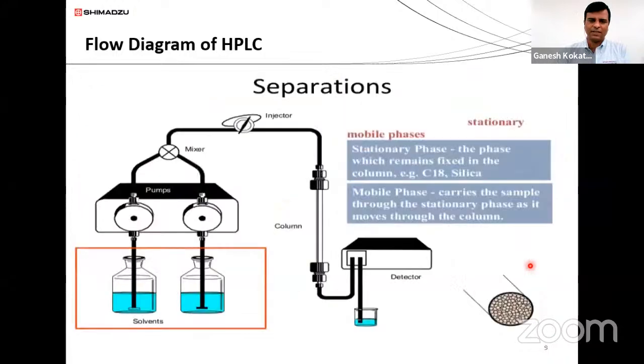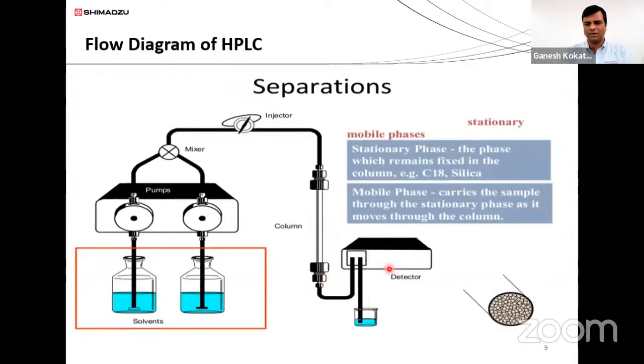So how does it work basically? For example, it's a simple flow diagram showing two different solvent reservoirs having two different mobile phases, and the pump is here. After pumping, they get mixed. Then there is an injector, and one column is placed over here, and it finally goes to the detector.